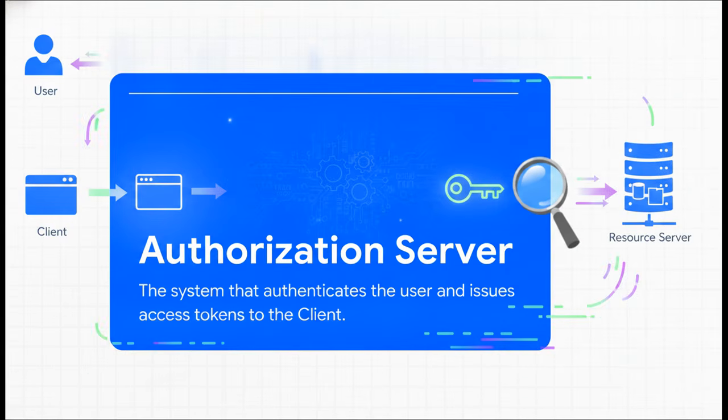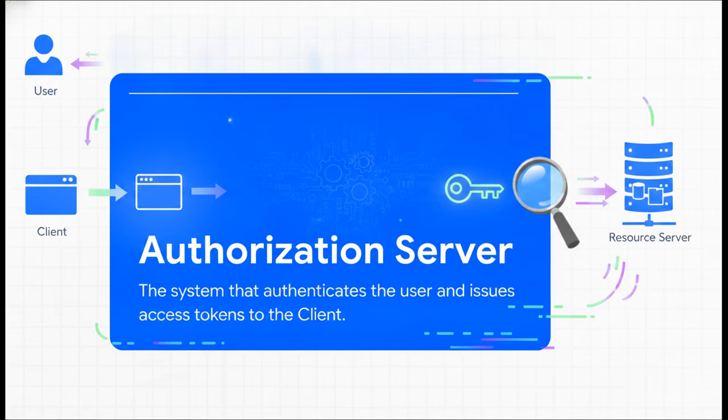And finally, we have the authorization server. This is the system that actually verifies your identity and issues the access tokens over to the client. Now, in the real world, the authorization server and the resource server are often run by the exact same company, like Google manages both the login screen and the Google Drive data, but architecturally, they are completely distinct roles with very distinct jobs.